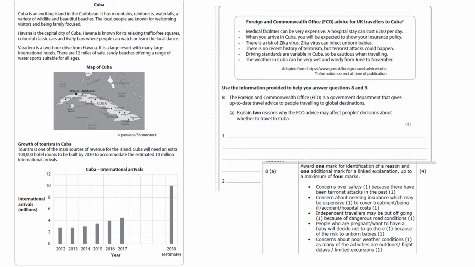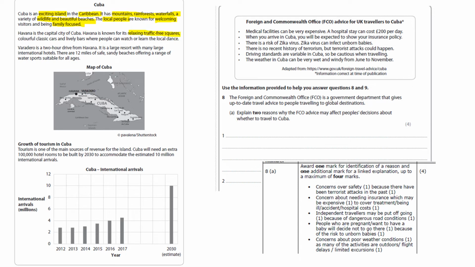Right, well, for now we come to question 8, which is the final one. Again, this gave you information, a lot more information than the others. Let's have a quick scan through and see what the key information is. Well, Cuba is an exciting island in the Caribbean. It talks about the mountains, rainforests, waterfalls, wildlife, beautiful beaches. The local people are known for being welcoming, family focused. We might want to know about that in the future.